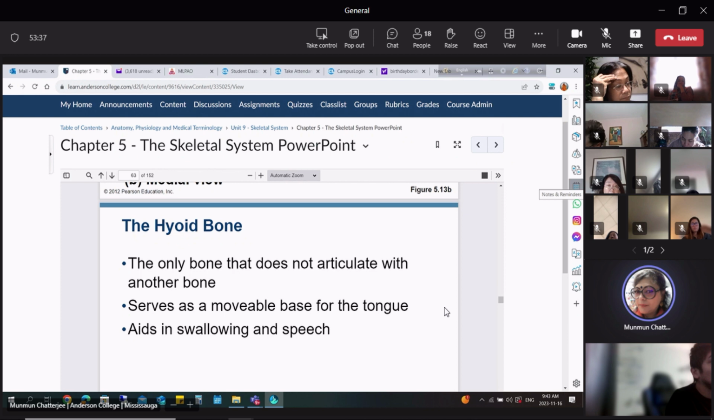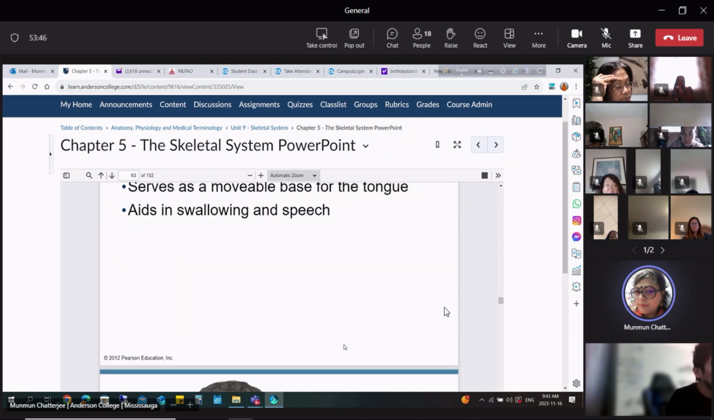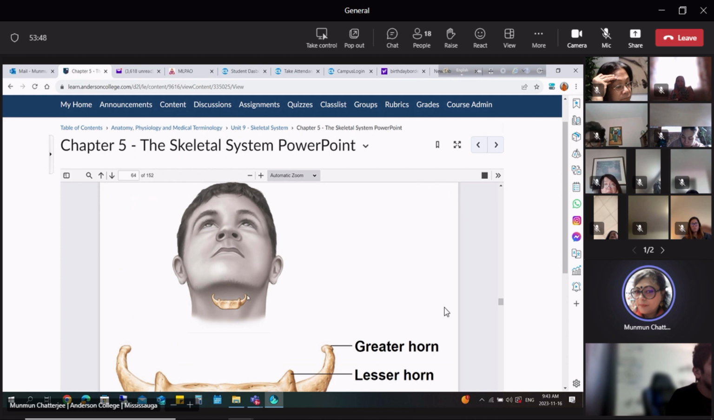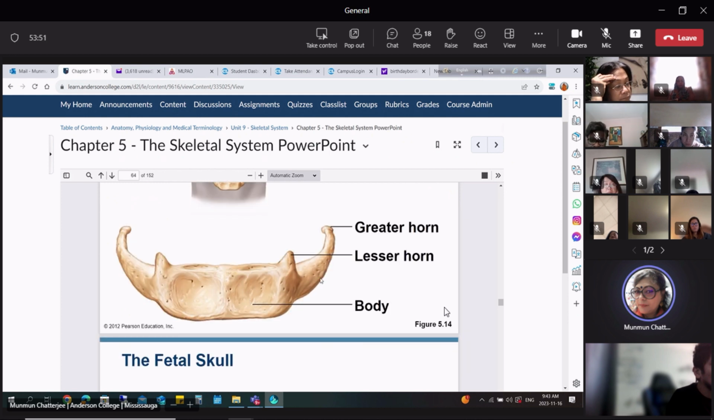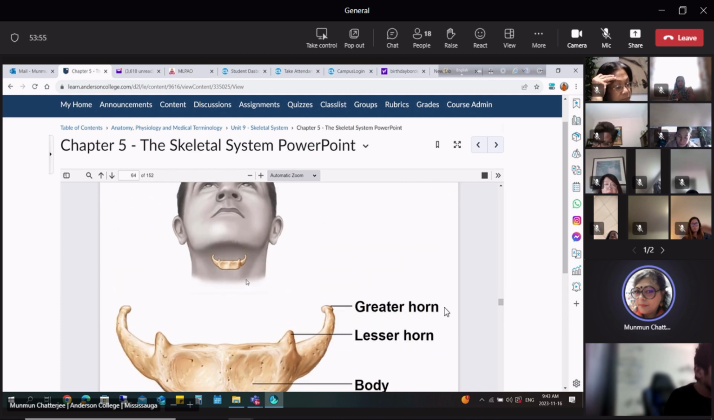Okay. So what does it serve? It serves as a movable base of the tongue, and it's involved in swallowing and speech. See where the bone is here. This is the structure. It's floating, so that when you are swallowing something, it helps you swallow so that it doesn't give you resistance. It's the hyoid bone.